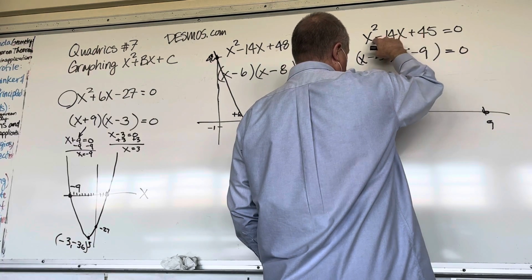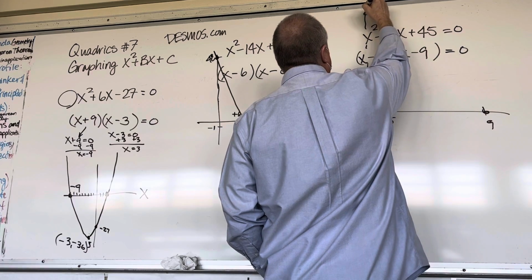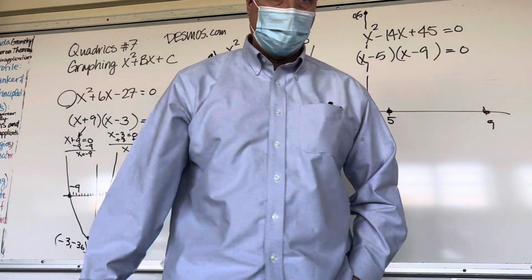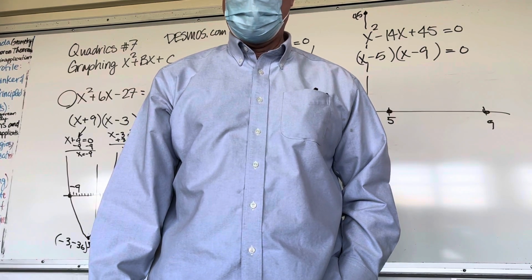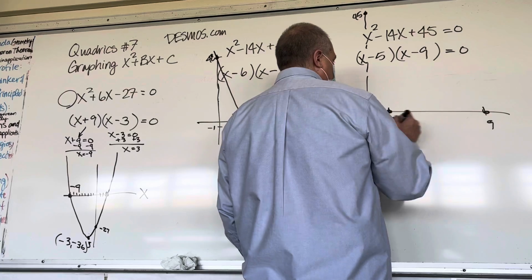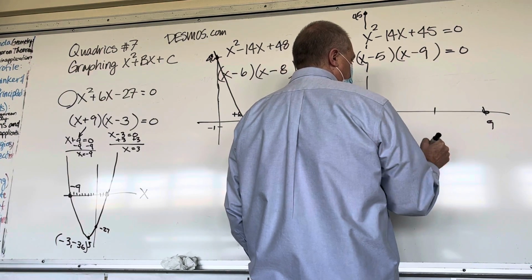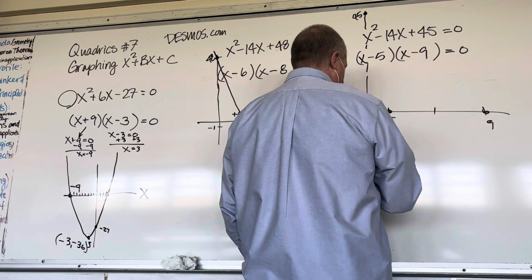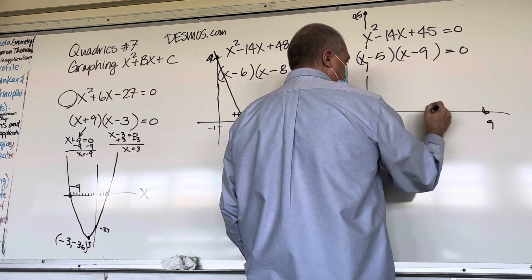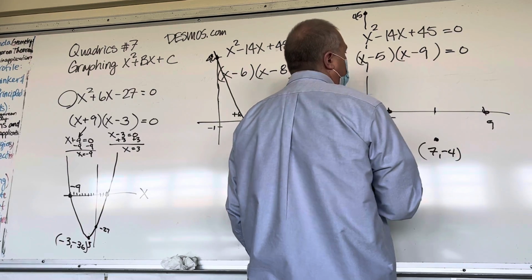Okay. Where does it cross the y-axis? Put in a 0 and a 0 for the x. What do you get? So somewhere way up here at 45. And help me with the vertex. 5, 6, 7, 8, 9. So somewhere in here, 7. And -4. So 7 out, 4 down because we do the x, then the y. So 7, comma, -4. And it's going like this. Ready?